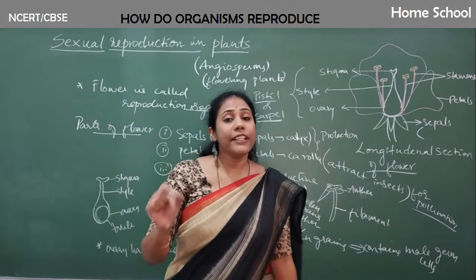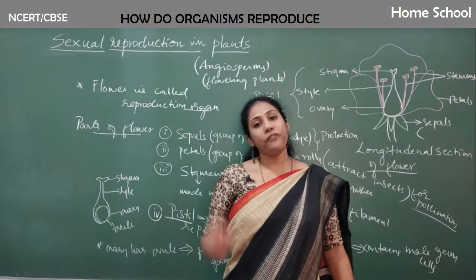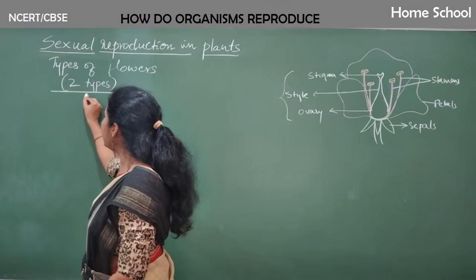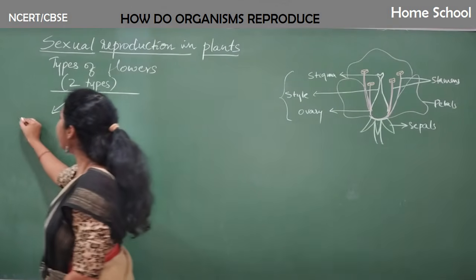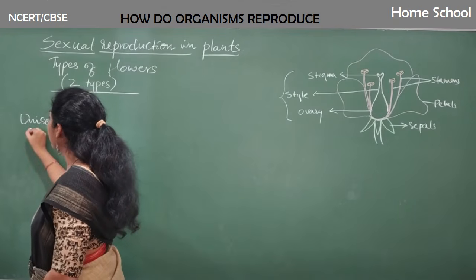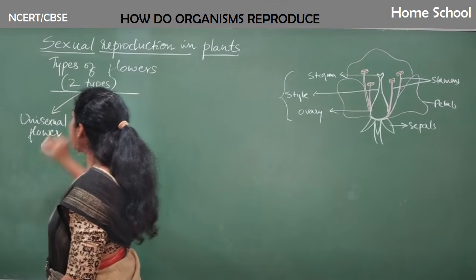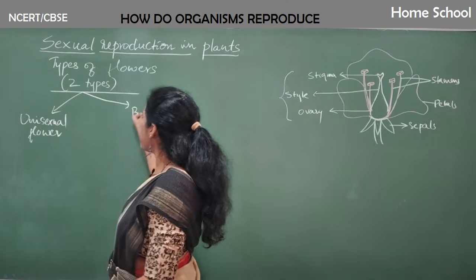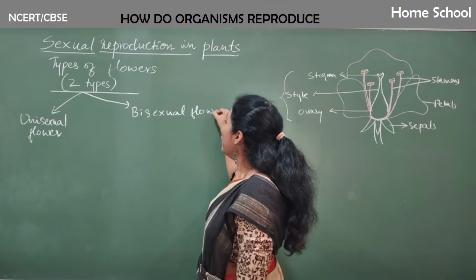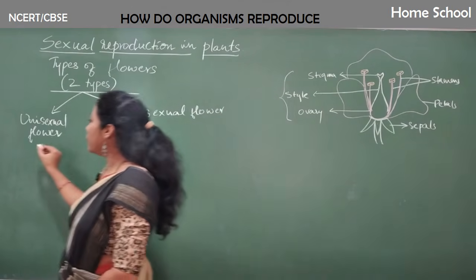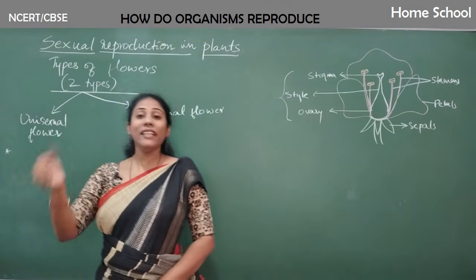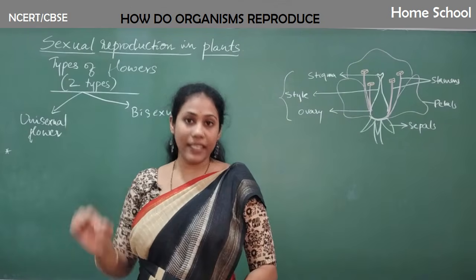Now, let us try to understand two types of flowers. There are two types of flowers: the unisexual flower, very important from the examination point of view, and the other type is the bisexual flower. So what do you mean by unisexual flower? Unisexual flower means only one reproductive organ would be there in a flower.